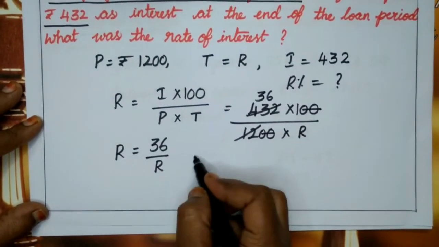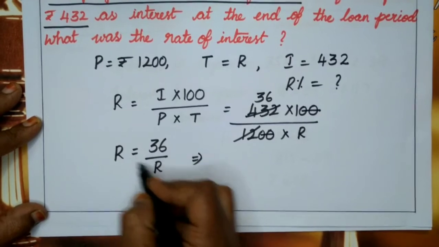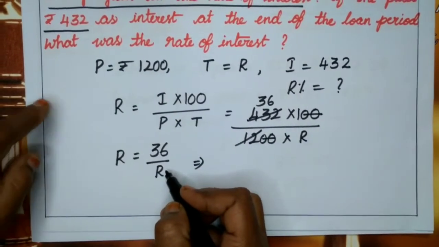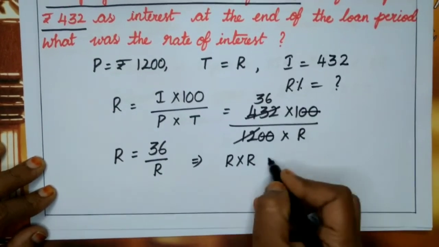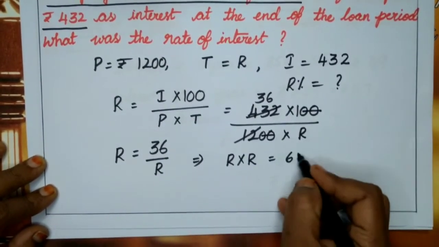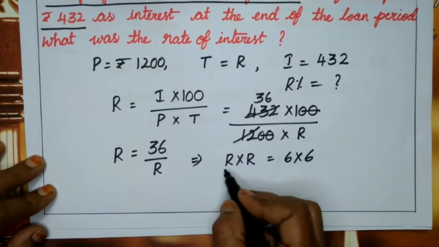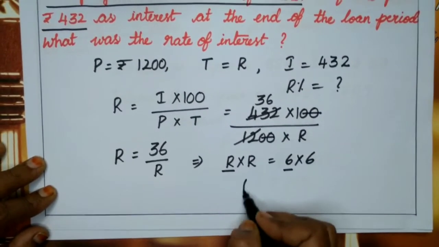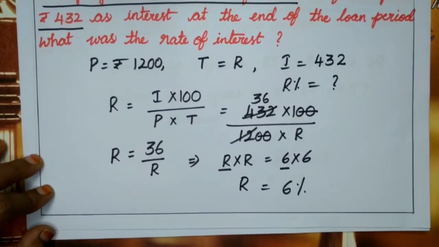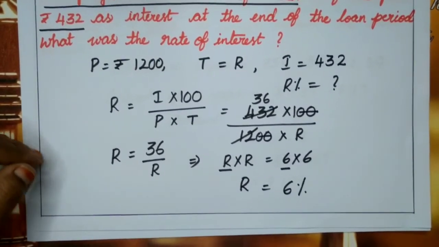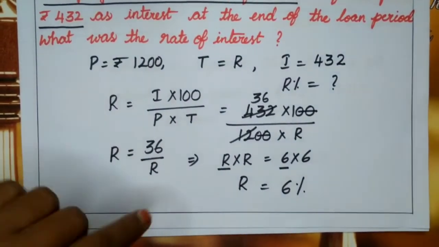So we got an equation here, no? Just do the cross multiplication, or this division value you send to that side, R into R. It becomes R into R, and 36 can be written as 6 into 6. So just comparing these two sides, you'll get R as exactly 6%. This is the rate of interest, right? So in this way, we can calculate the rate of interest.